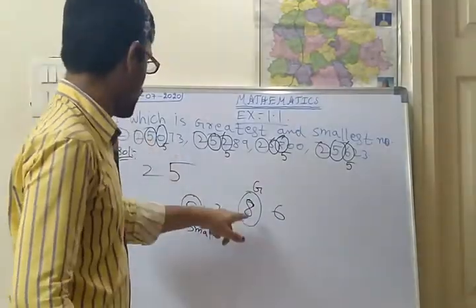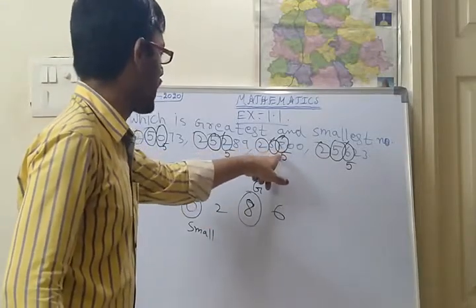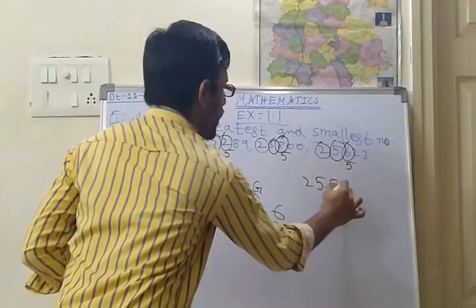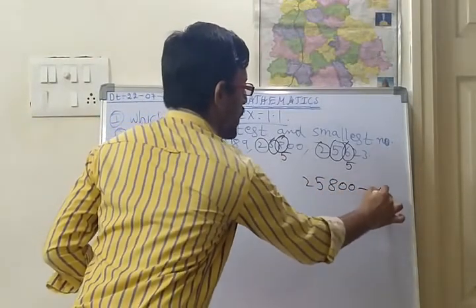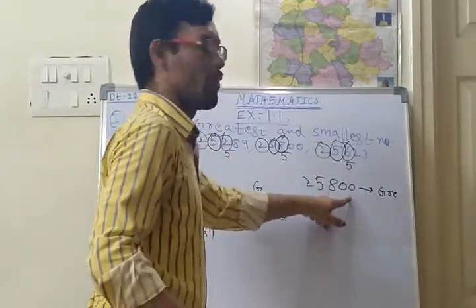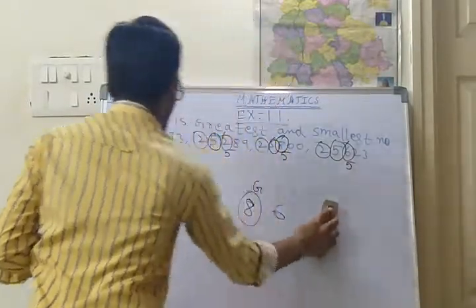So which is greatest? 8 is greatest. So the number with 8 obviously, 25800, is the greatest number. You should write greatest number 25800, like that you should write. So how should you write the answer?